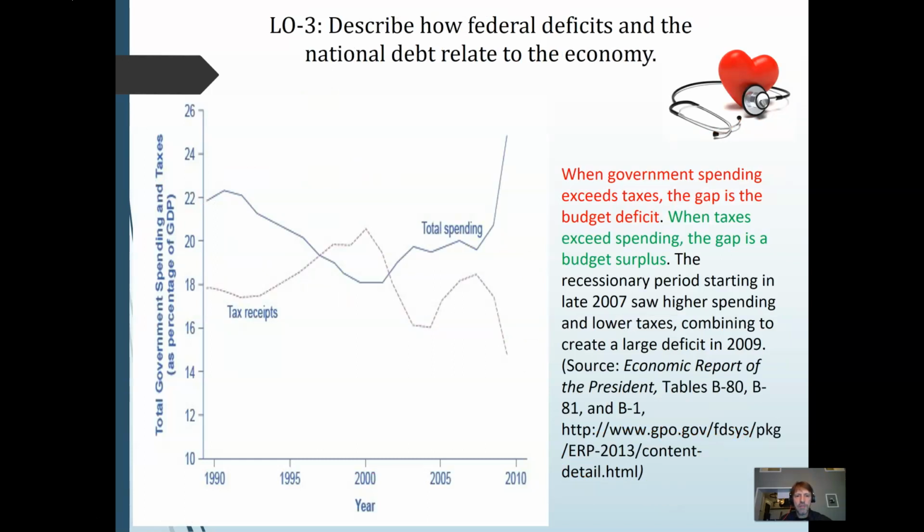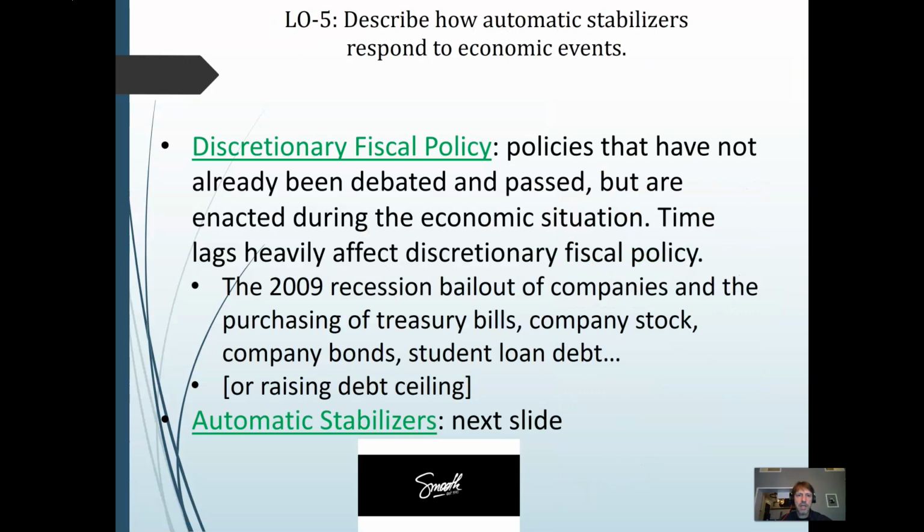And what we see is a divergence between tax receipts, the red dotted line, and total spending, and they're moving in different directions, where we keep spending money we haven't taken in taxes and trying to find ways to spur the economy to grow without raising taxes.